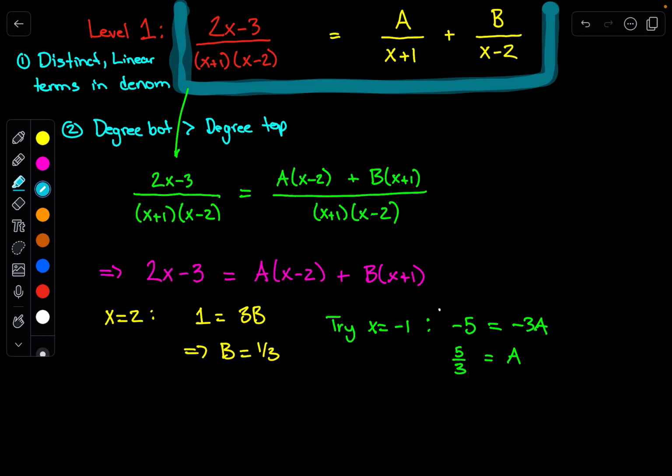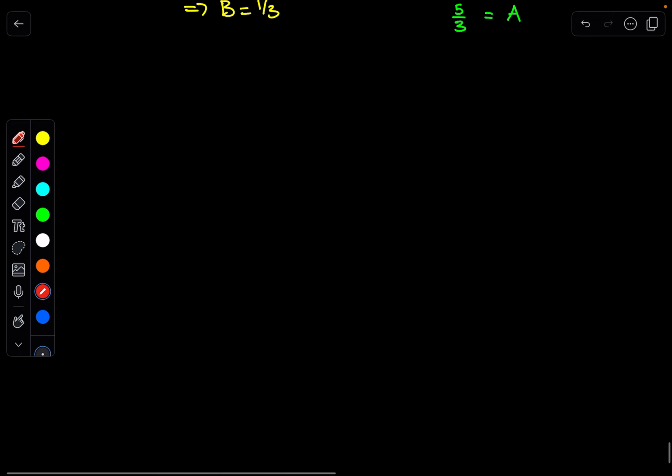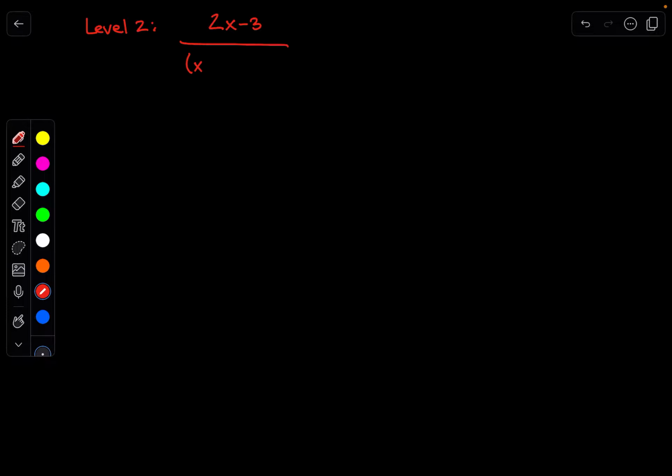So level 1 was distinct linear terms in the denominator, and very importantly, that the degree on the bottom was greater than the degree on the top. So I'm going to go ahead and run through all the other levels really quick. Level 2 looks like something like this. So 2x minus 3, and then in the denominator we had x minus 1 and x plus 2. But what if I were to cube one of them, or square one of them, or to the fourth, or something like that?